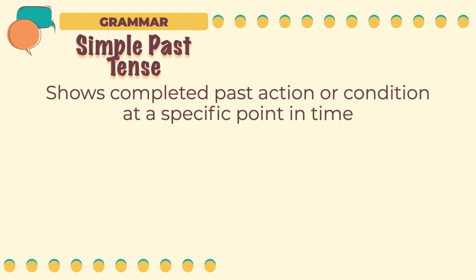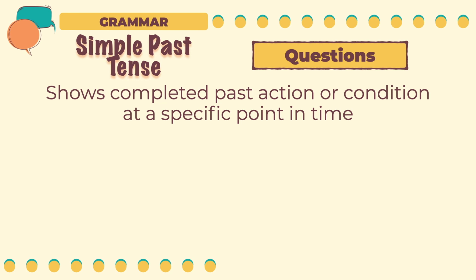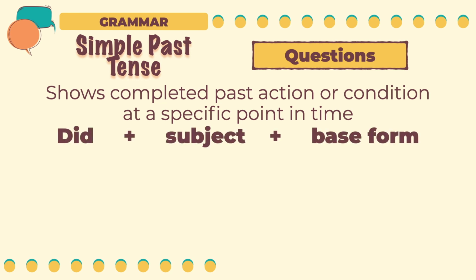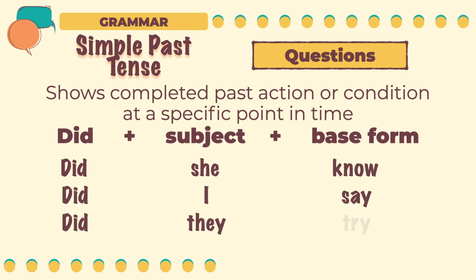You may also use simple past tense in questions or interrogative sentences. You just have to follow this formula: did plus subject plus the base form of the verb. For example, did she know? Did I say? Did they try?